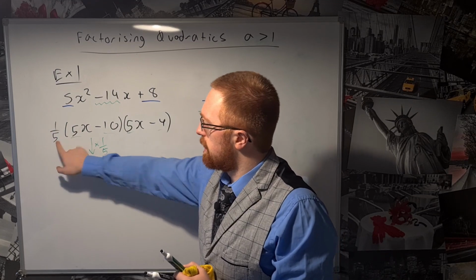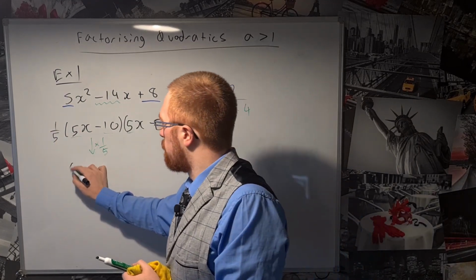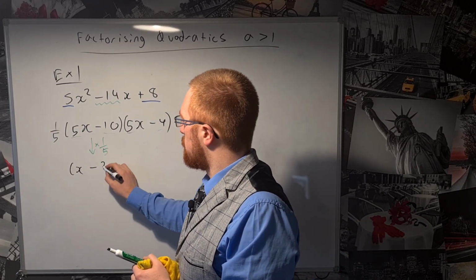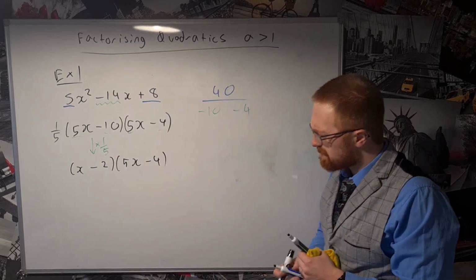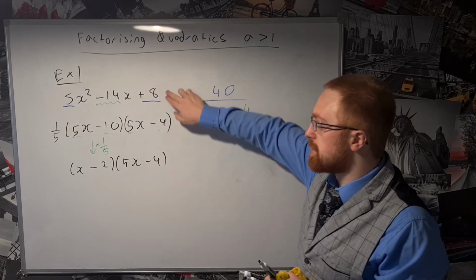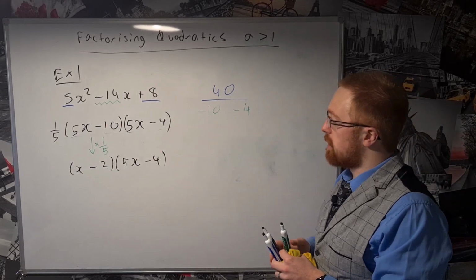So we're going to combine this fraction at the front with this bracket to give me 1x minus 2 and 5x minus 4. And if you expand that out, you can check, you'll get this correct answer.